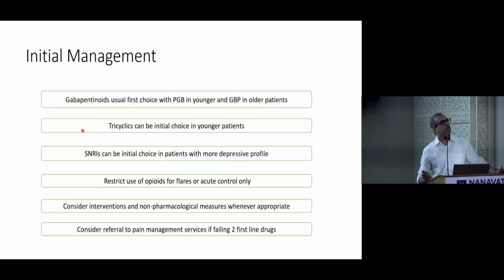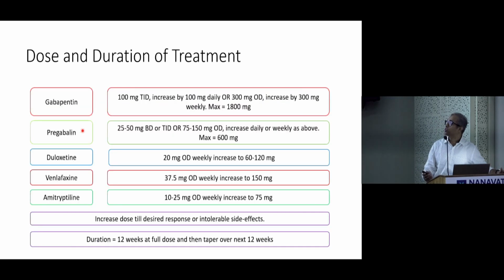Interventions can help in some kind of patients. We should always choose some intervention if it is possible for pain control. Other non-pharmacological treatments like rehab interventions, psychological counseling, those kind of things also tend to work in these kind of patients. They are very, very underutilized by us. And if the patient fails two first-line drugs, then please consider referring these patients to somebody who has more experience in handling these kind of patients.